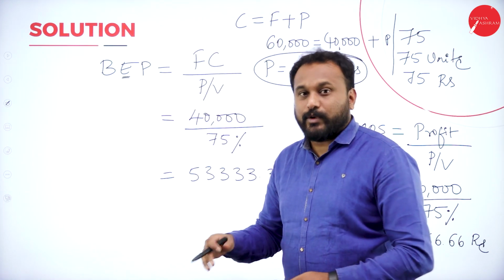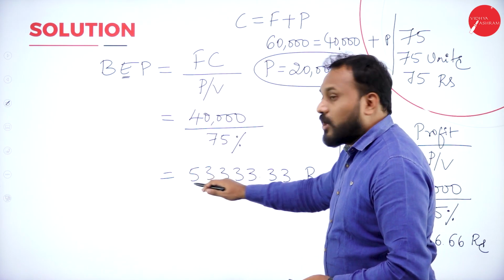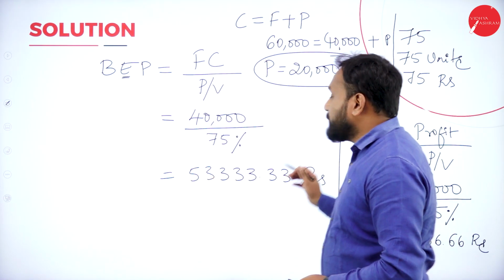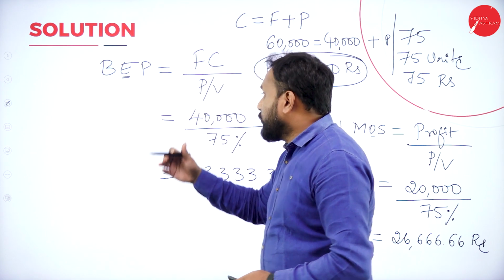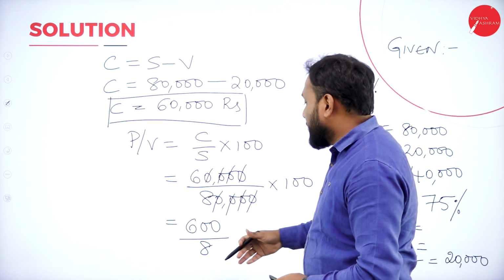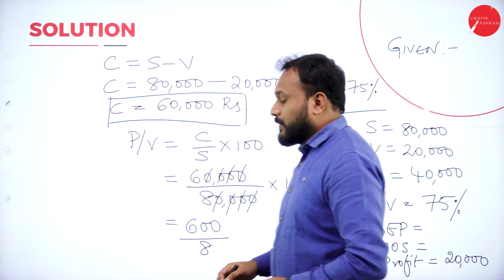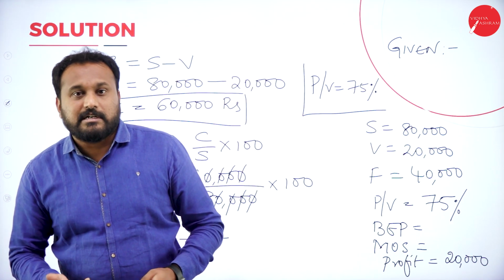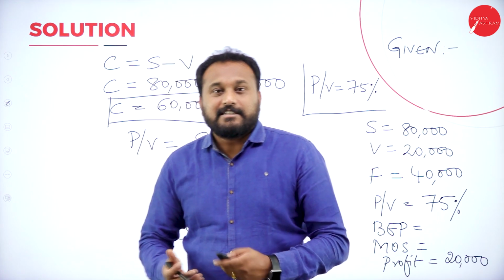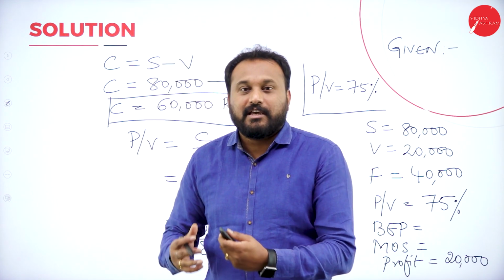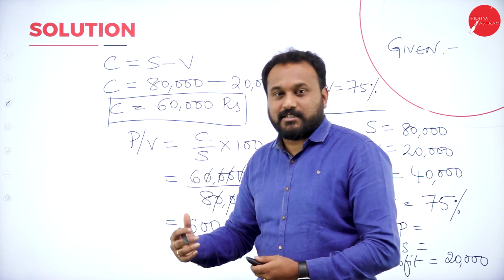Now we have actually solved each and everything. We have solved the BEP, we have solved the MOS, we have solved the profit. If you go here, we have solved the contribution. We have actually gone for the PV also. The PV is also here 75%. So the question is done. Easy, isn't it, students? It is very easy if you understand from the scratch.